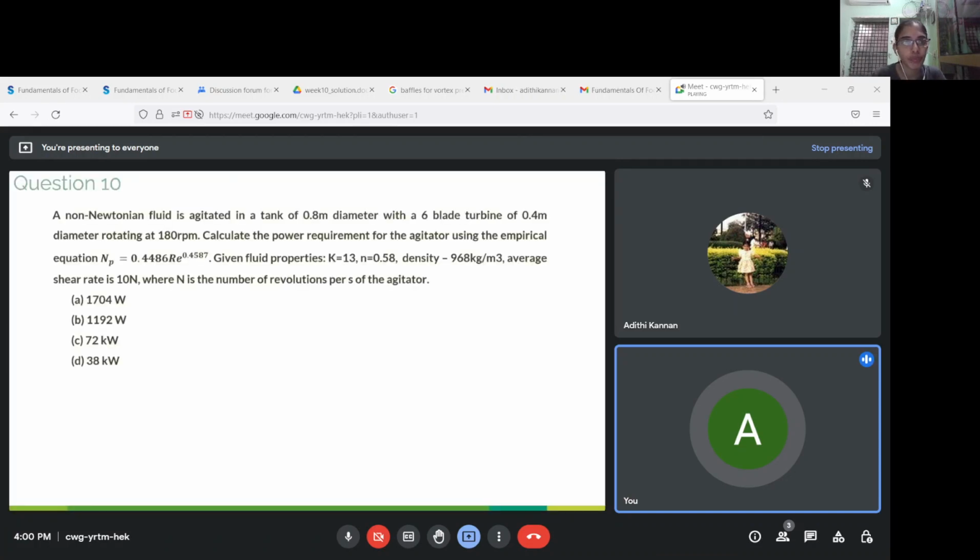Question 10. A non-Newtonian fluid is agitated in a tank of 0.8 meter diameter with a 6-plate turbine of 0.4 meter diameter rotating at 180 rpm. Calculate the power requirement for the agitator using the empirical equation Np is equal to 0.4486 Reynolds number power minus 0.4587. Given the fluid properties, K is equal to 13, n is equal to 0.58, density is 968 kg per meter cube, and the average shear rate is 10 into N. It's not 10 newtons, it's 10 into N, where N is the number of revolutions per second of the agitator.